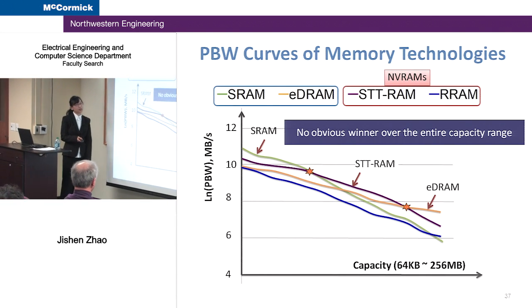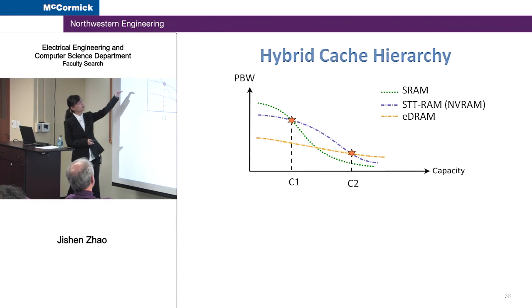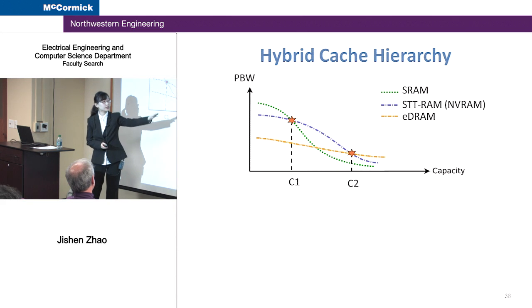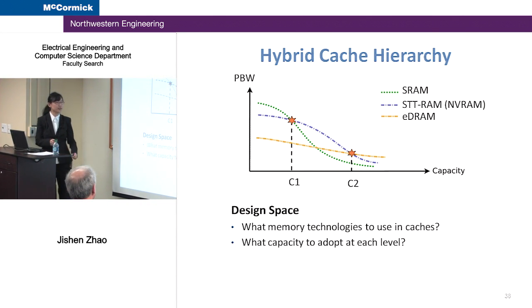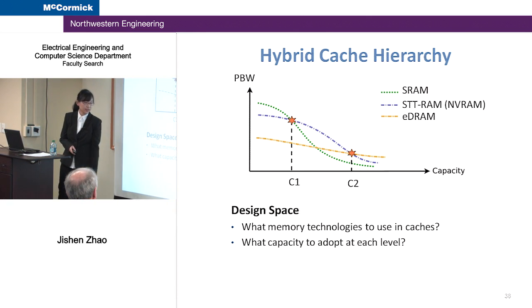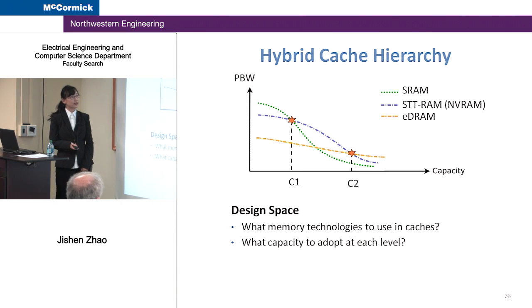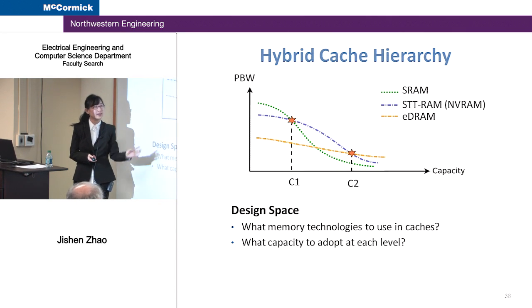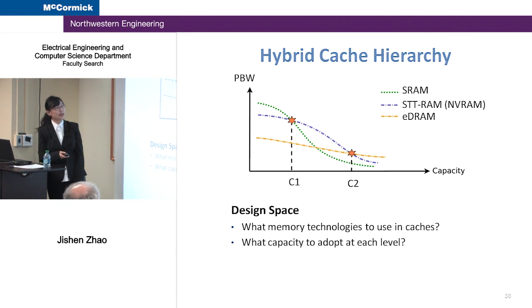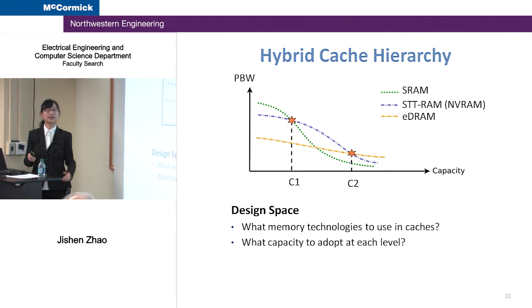Based on this observation, we designed a hybrid cache hierarchy that provides the highest bandwidth over the capacity range. To design such a hybrid cache hierarchy, we need to answer two questions: first, determine the memory technologies, and second, the capacity to be used at each level. To help you better understand the curves, here I show a conceptual view of the curves. To keep the figure clean, I only include the three memory technologies that provide high bandwidth.